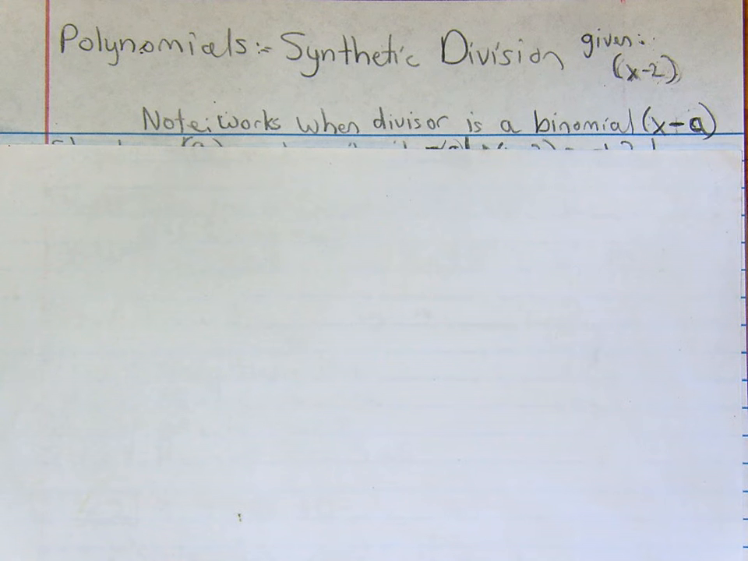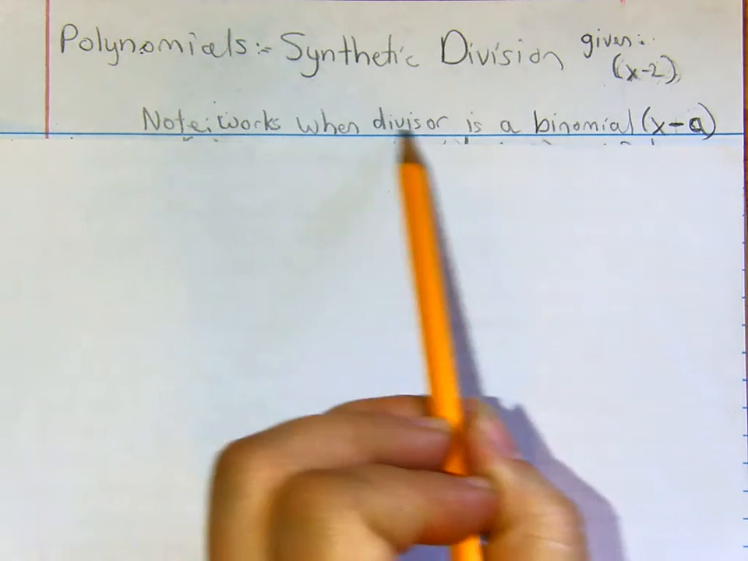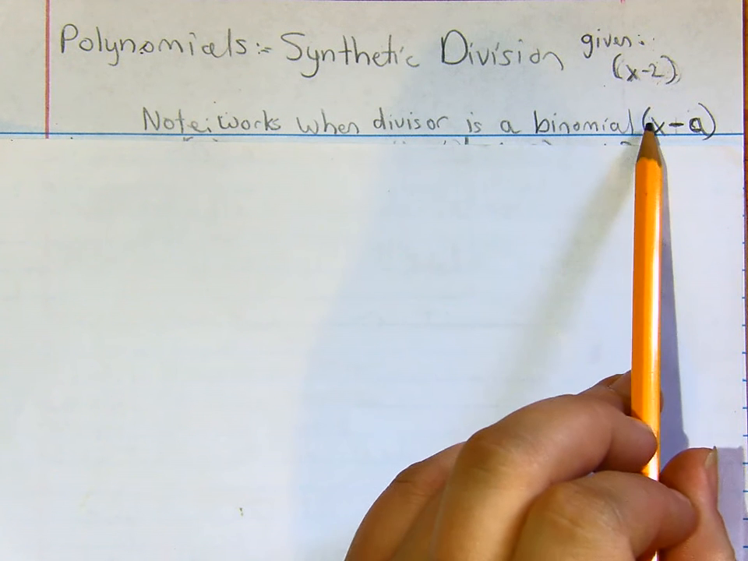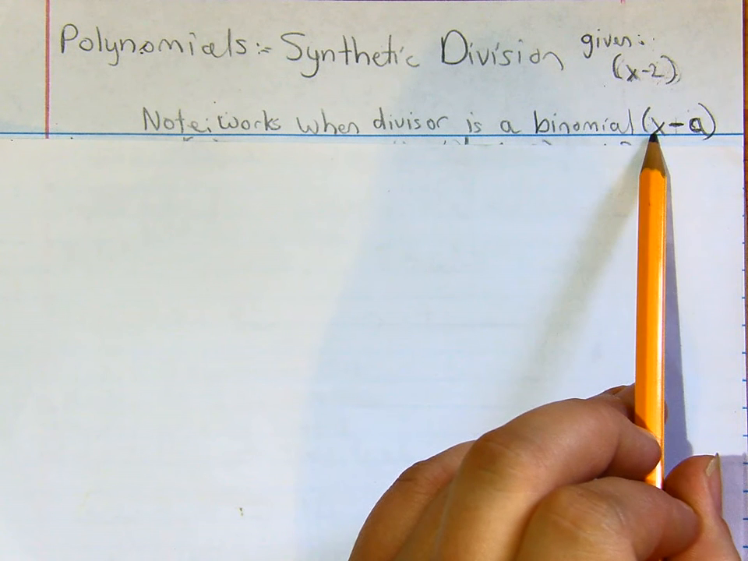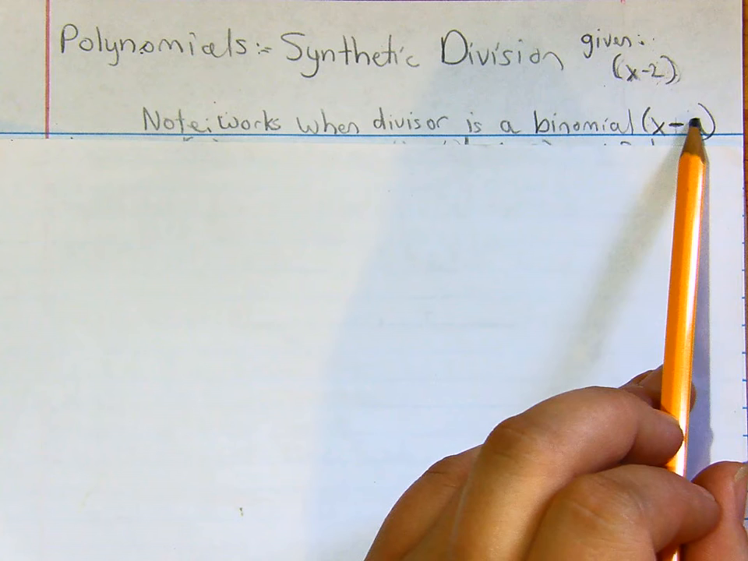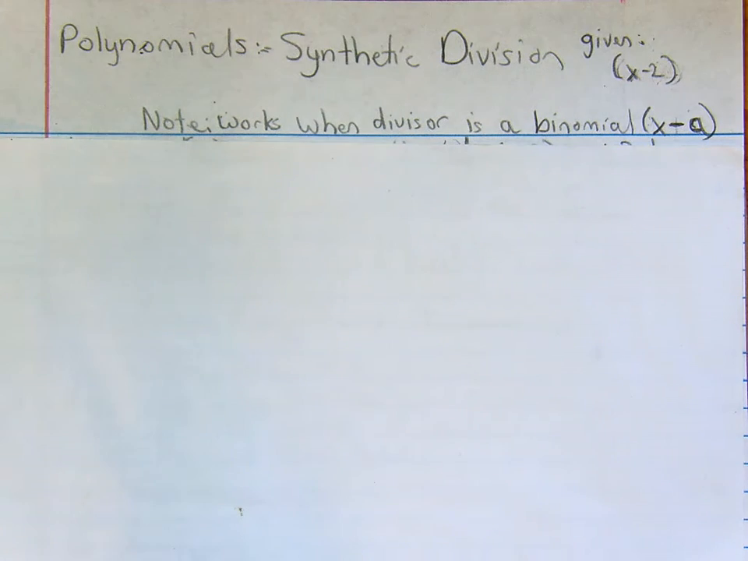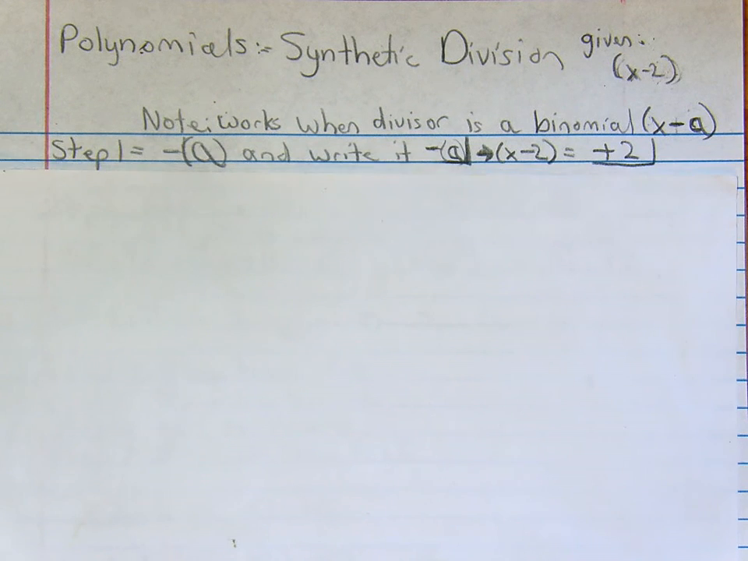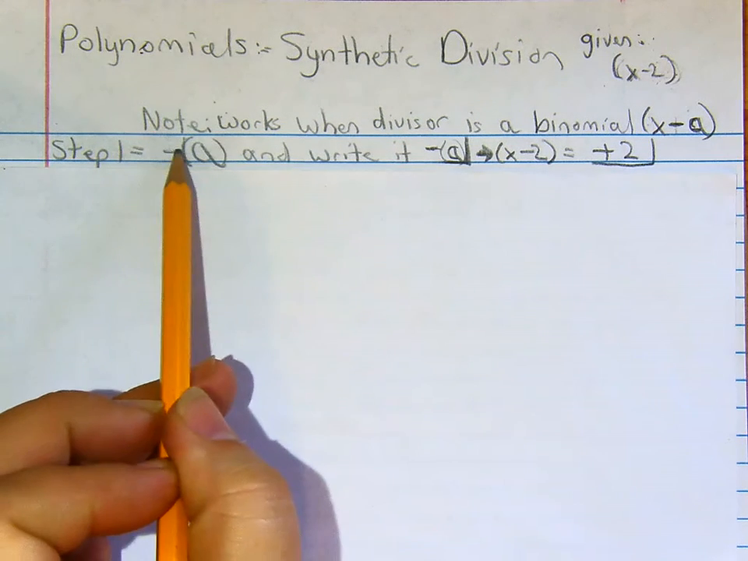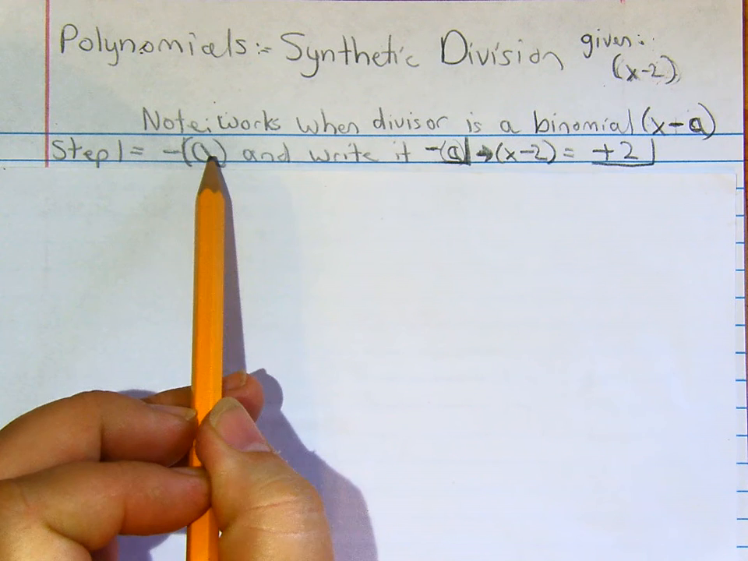So for today's notes, we're going to be working on polynomials, synthetic division. A little note on synthetic division: it works when the divisor is a binomial. So we have our coefficient here, which is going to be 1, and then we have a constant of some form over here. Our first step is going to be to take the negative of that constant.